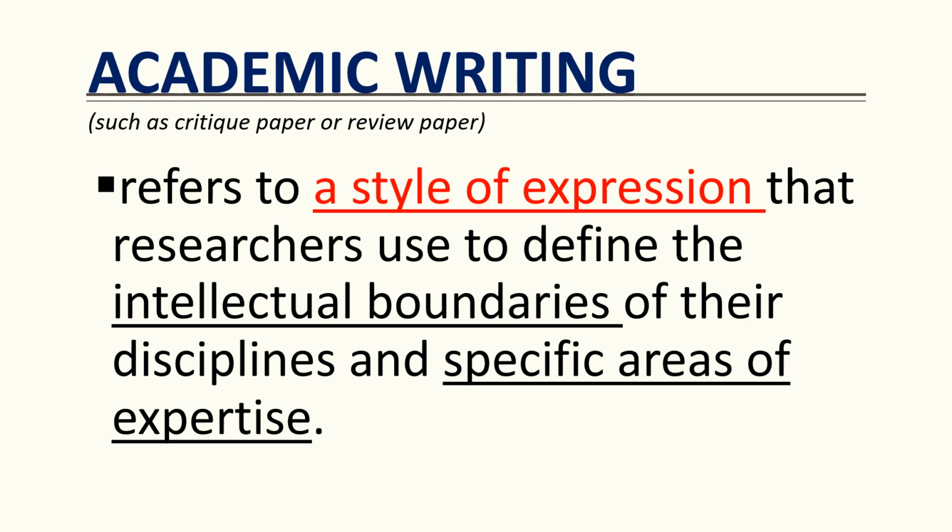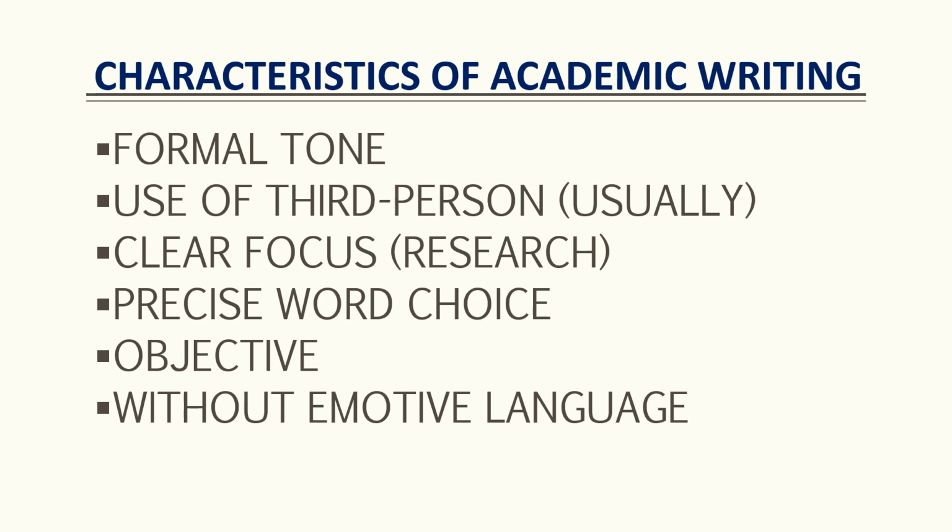So when you say academic writing, it has its own style of expression that researchers use to define the intellectual boundaries of their disciplines and specific areas of expertise. There are different characteristics of academic writing. First, it's formal in tone. So you cannot use, just like what your teachers often say, slang or colloquial words like ain't, gonna. You cannot also use contractions and so on.